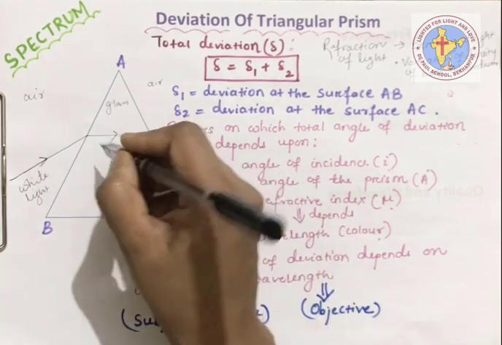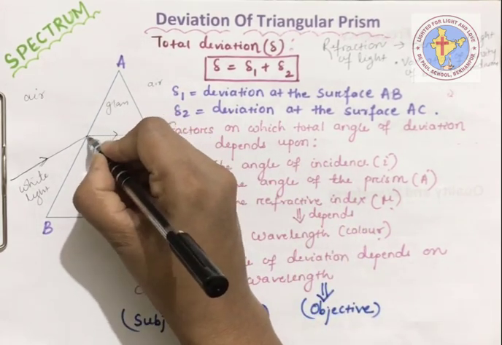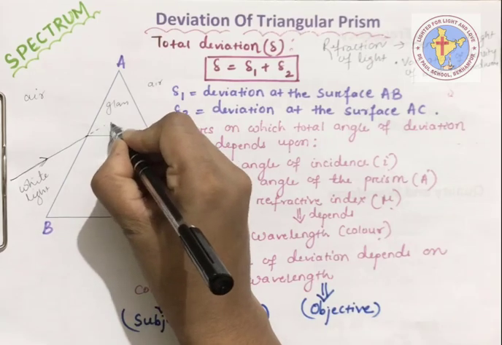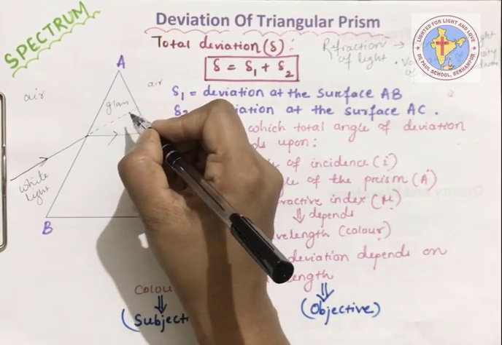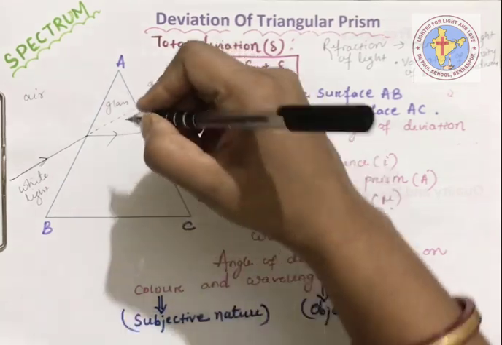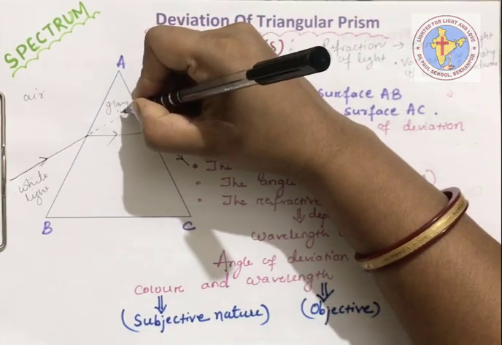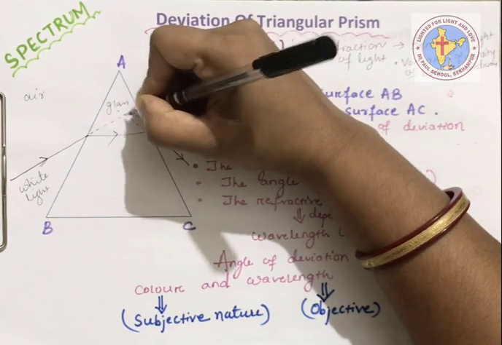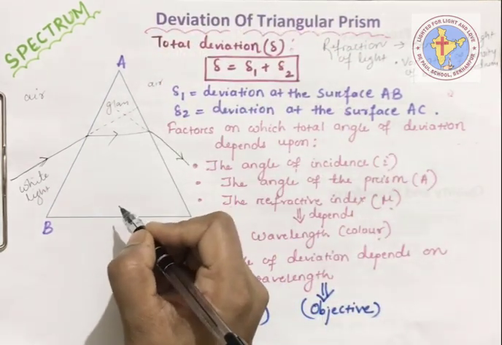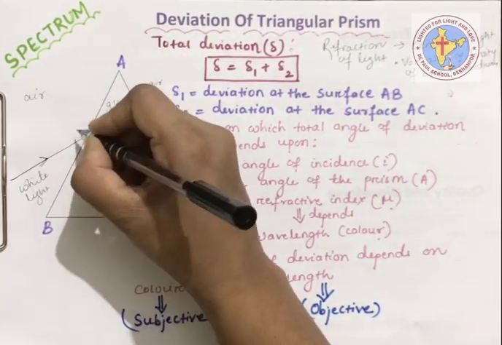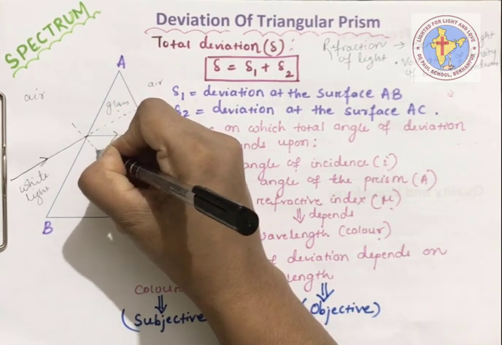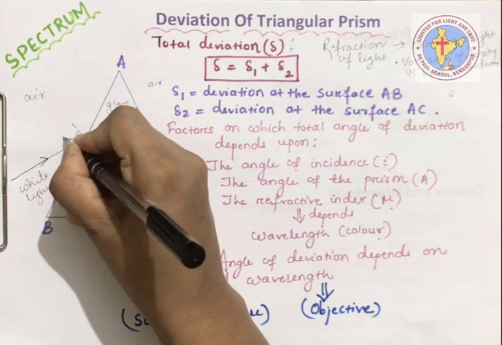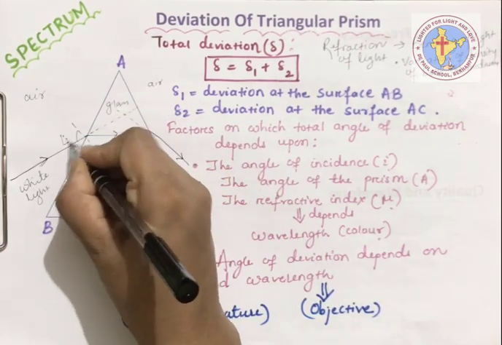Let us produce the incident ray. I am producing this incident ray because you know very well the property of light. Light always travels in a straight line. So let us produce this emergent ray also. This is your emergent ray. And here let us draw the normal. So this is your angle of incidence.